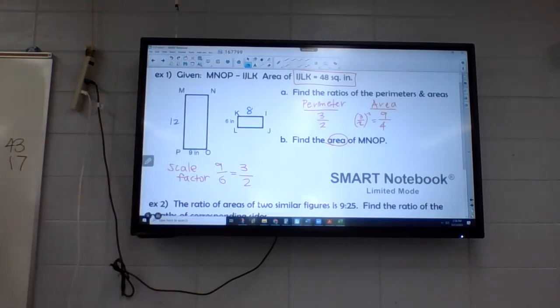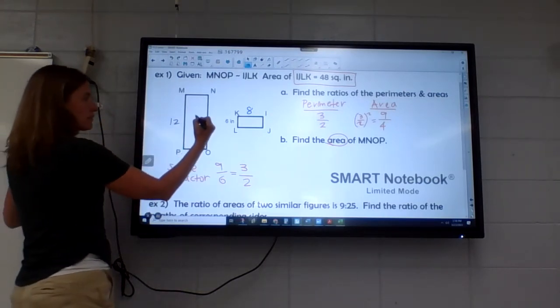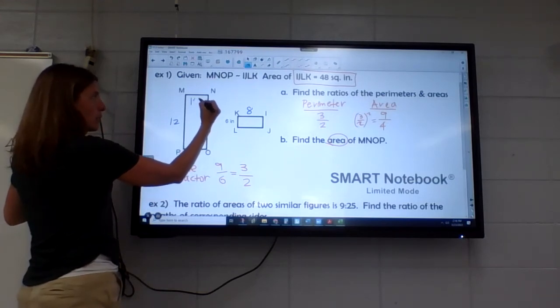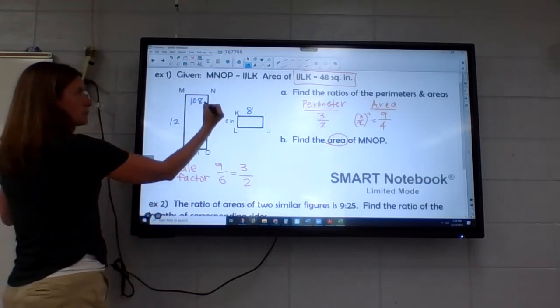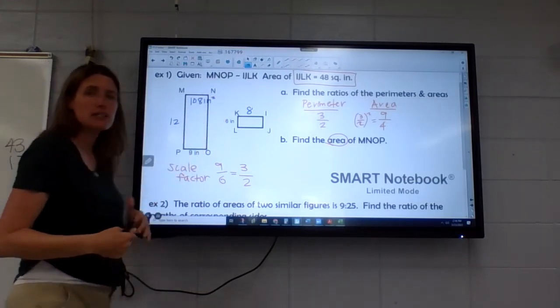That works. So that would tell us the area over here would be 72, right? No, 108. Yeah, sorry, I was thinking. 108, is that right? Okay, that's one way to do it. Does anyone see another way?